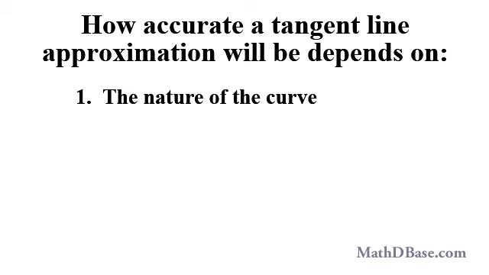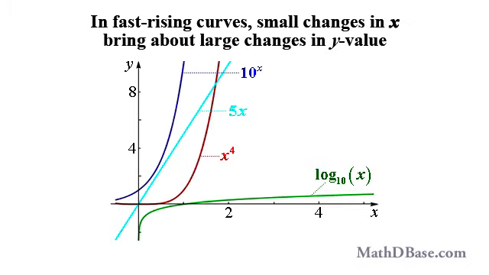How accurate a tangent line approximation will be depends on three factors. 1. The nature of the curve. Some curves grow very quickly, such as a polynomial like x to the fourth. Exponential curves, such as 10 to the x, grow even more quickly, so a small change in x can bring about a large change in y value.